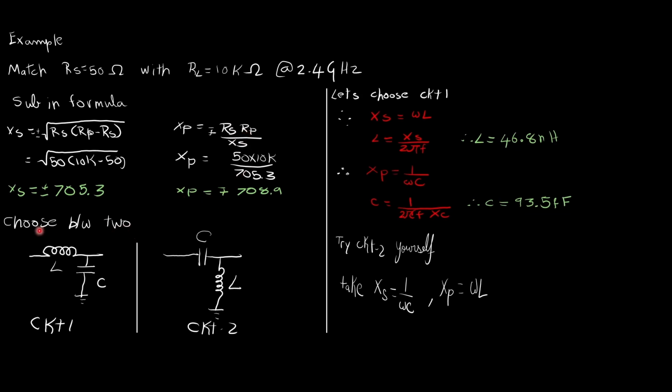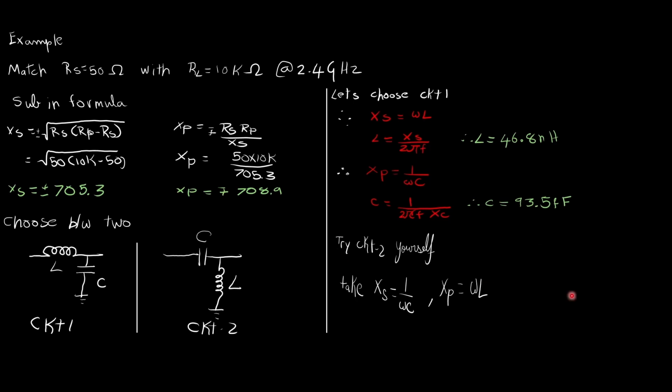Now we can choose between two circuit choices. One is the series inductance and parallel capacitance, and another is the series capacitance and parallel inductance. So for the first circuit, choose the series element as inductor. Now XS is equal to omega L. Substituting the values, we get the inductance to be 46.8 nanohenry. And similarly for the parallel, we choose the element to be capacitor. Plugging in the values, we get the capacitance around 93.5 femtofarad.